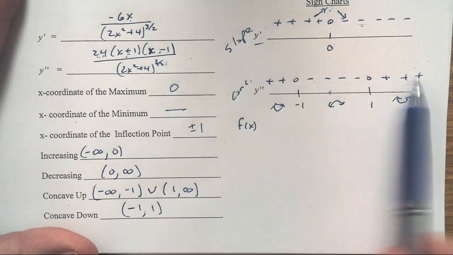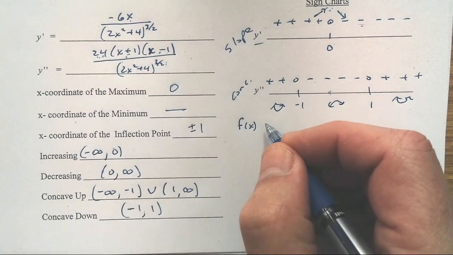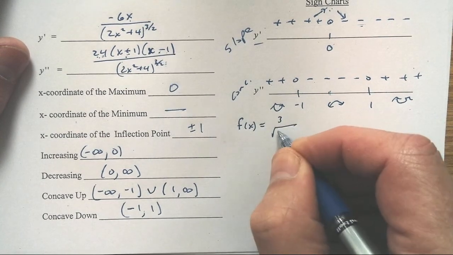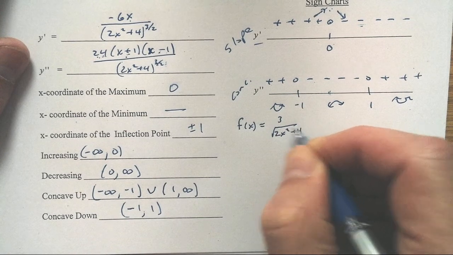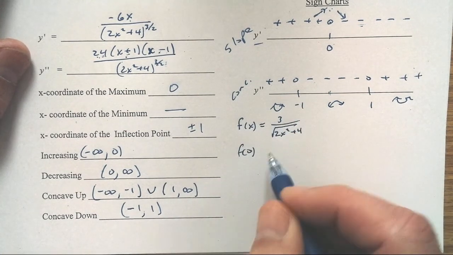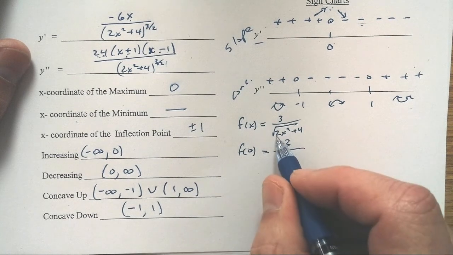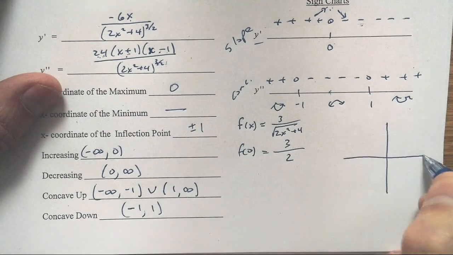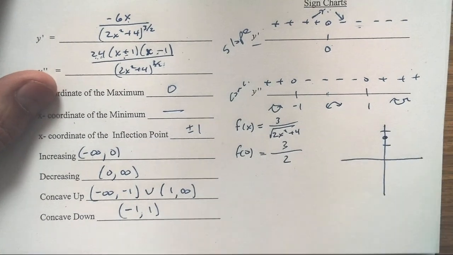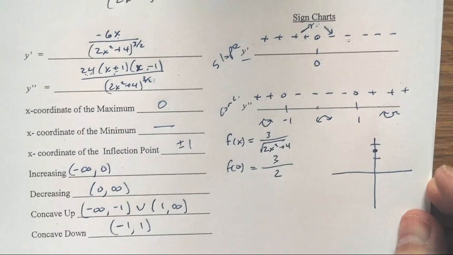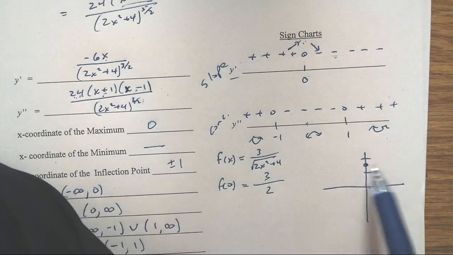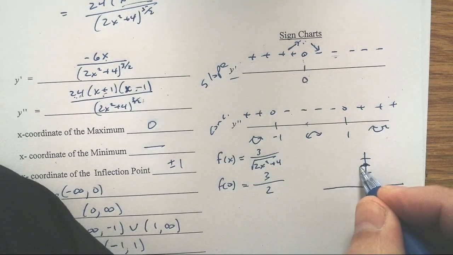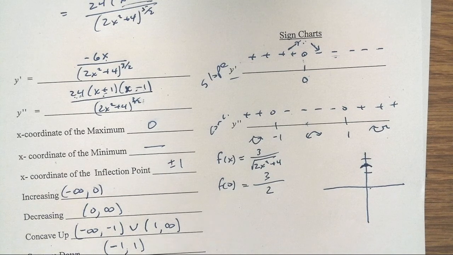The whole purpose for us doing this is to be able to come up with a nice general look of what the graph is. So here's our function to begin with, 3 on square root of 2x squared plus 4. Let's find f of 0. f of 0 is 3 over square root of 2 times 0 squared plus 4, square root of 4, or 2. Well, that's a nice convenient point right here. And now let's consider what the graph looks like at that point. Holy smokes, at 0, that's a maximum, and it's concave down, which kind of confirms that it's a maximum. Looks something like that up there.